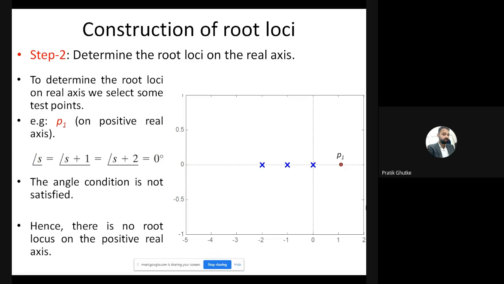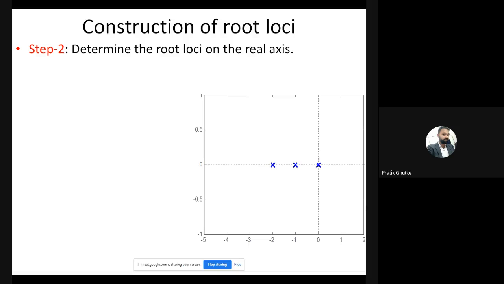Hence, in the positive real axis there will not be any root locus existing on the right hand side. My root locus will be existing on the left hand side of the S-plane only. So what is my next step? Determine the root locus on the real axis.